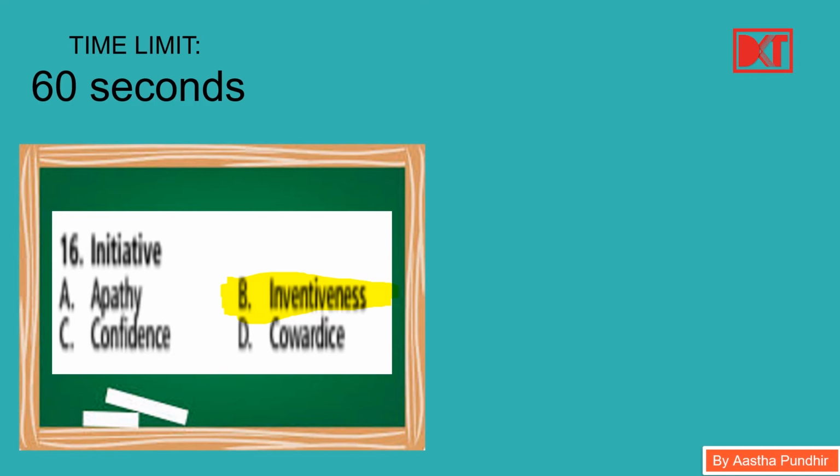All right. The other words, like apathy. Apathy means showing lack of interest or enthusiasm. Confidence means being sure about something and not being nervous at all. Cowardice means being scared. Apathy and confidence can be said to be antonyms. Okay, so here the synonym of initiative is inventiveness.